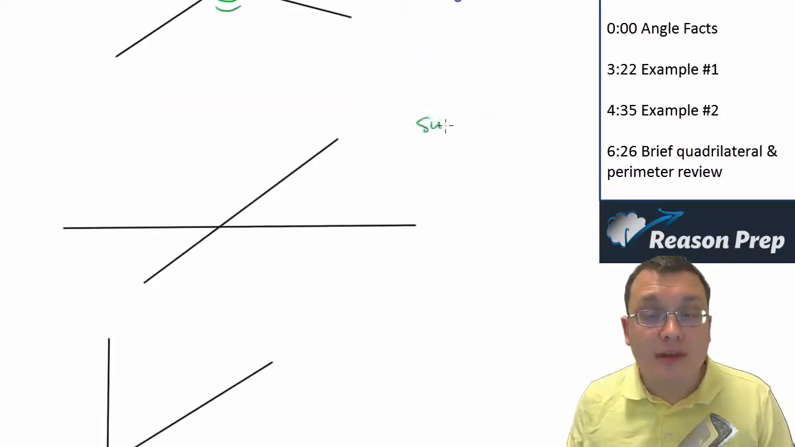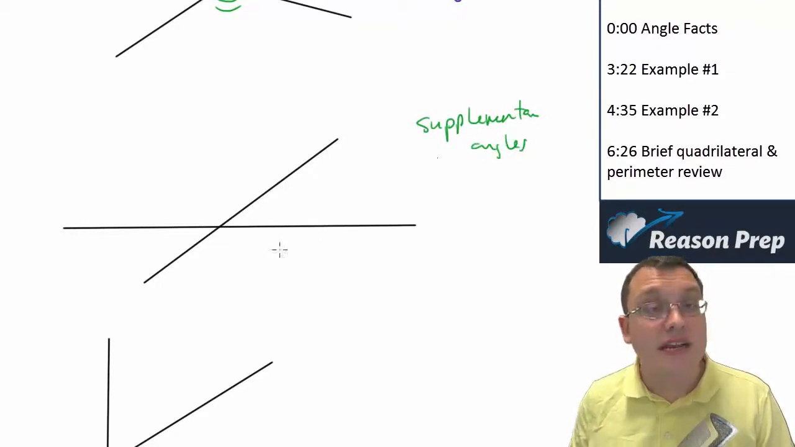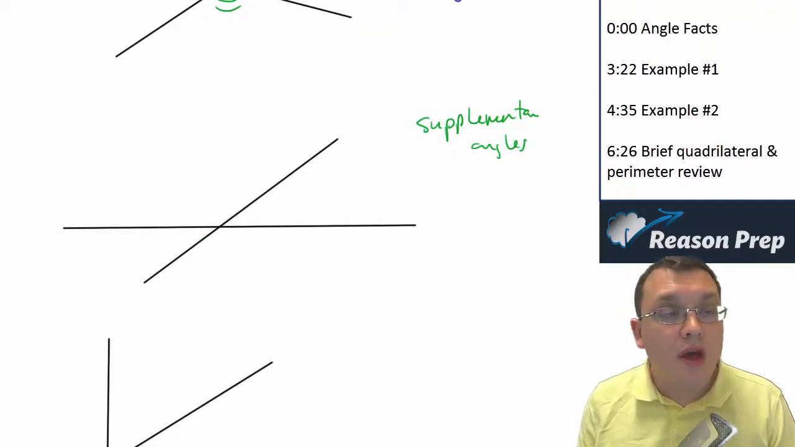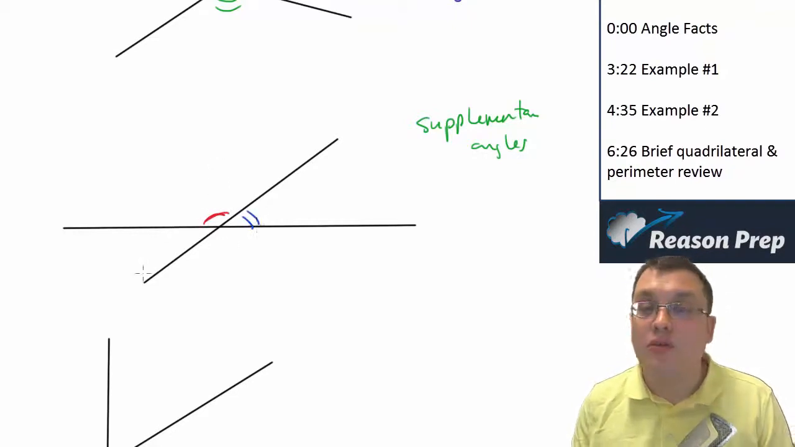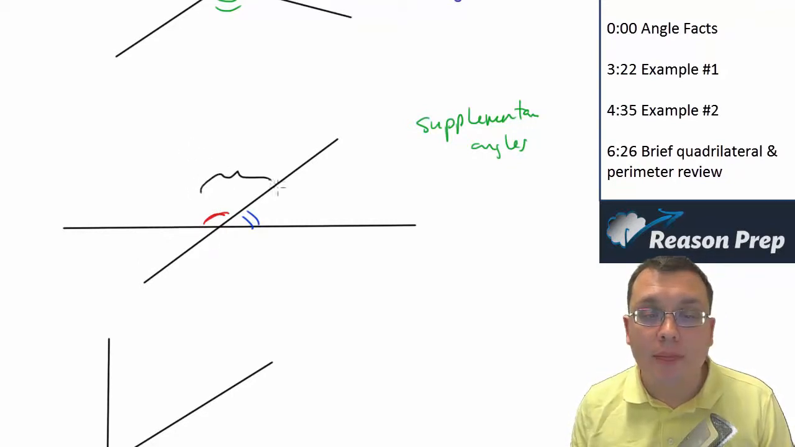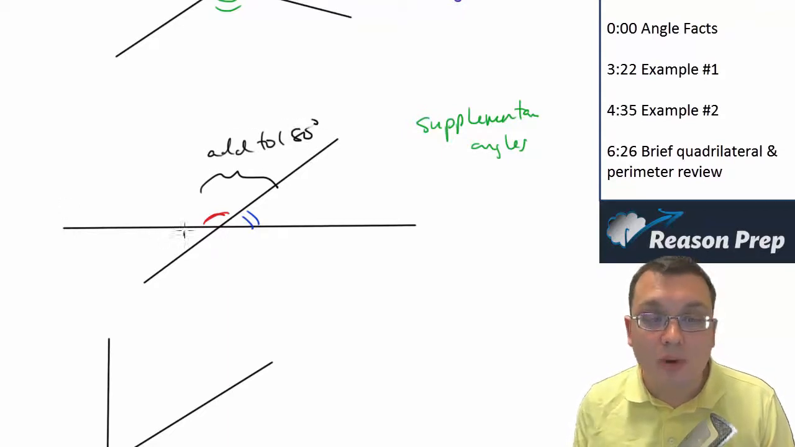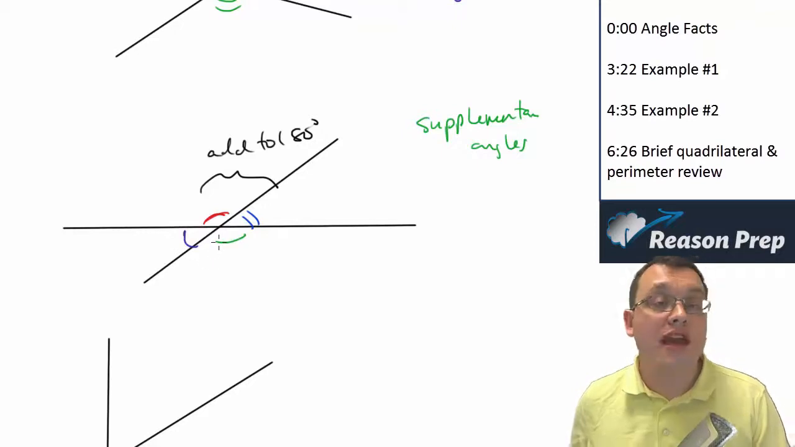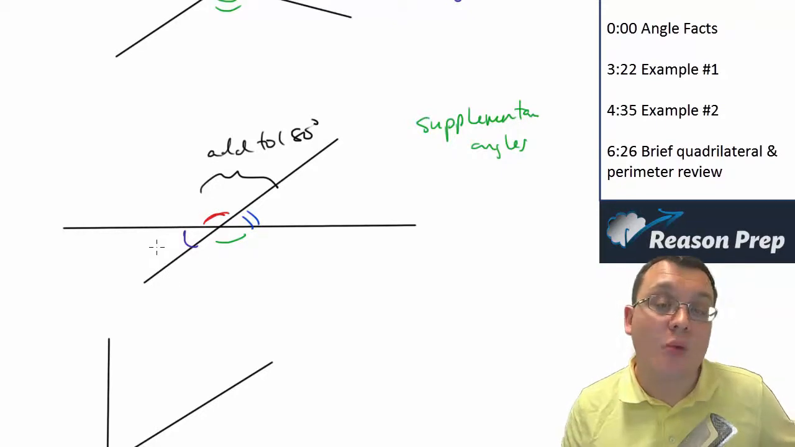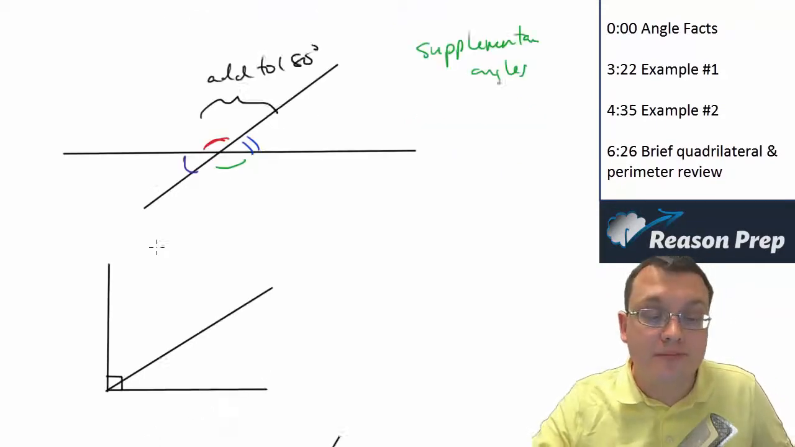The next type is supplementary angles. So when you have, again, a line intersecting another line, not only does this angle and this angle equal, and this angle and this angle equal, but when you add up the two angles that make up this side of the line or the other side of the line, these must add up to 180. Just as purple and green would have to add up to 180, so too would blue and green have to add up to 180. So too would red and purple have to add up to 180. And those are called supplementary angles.